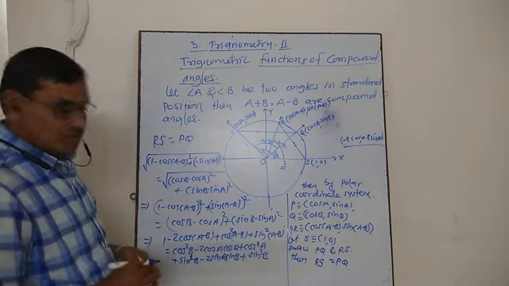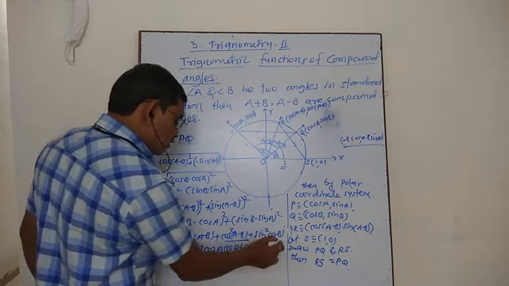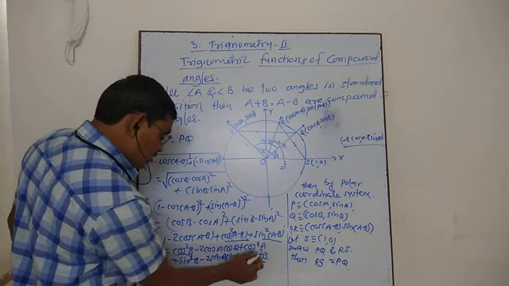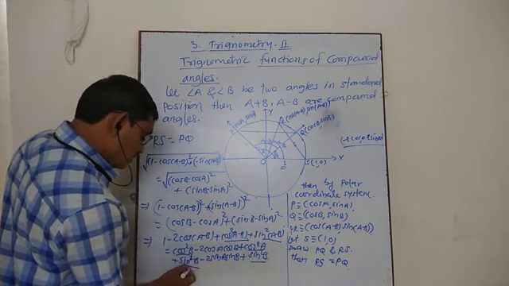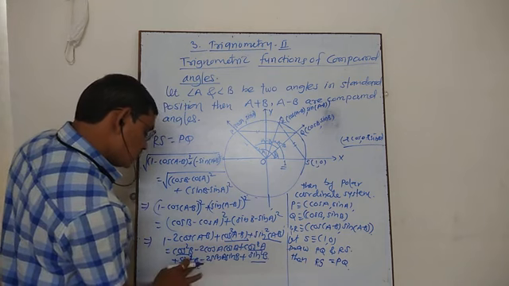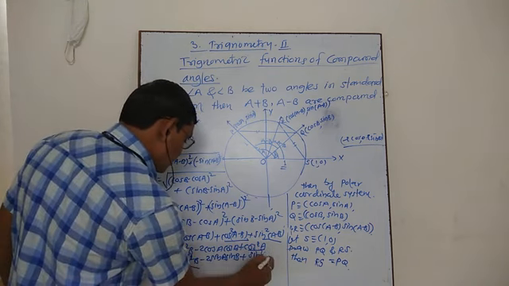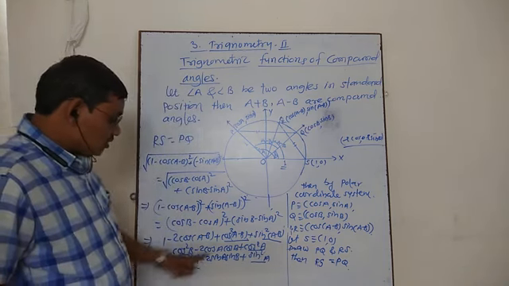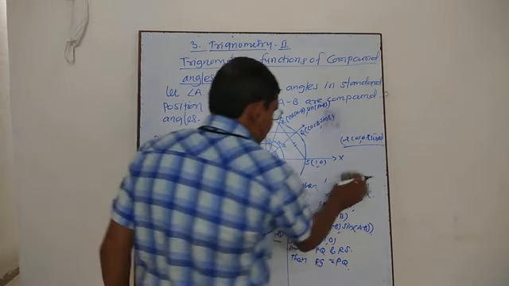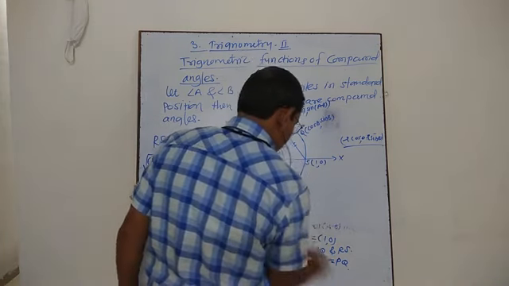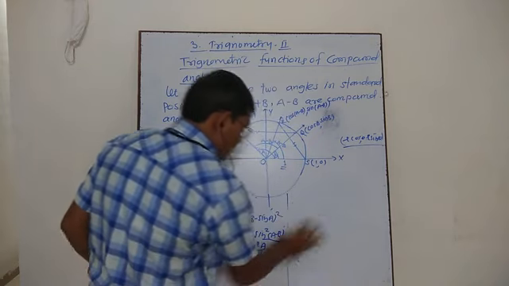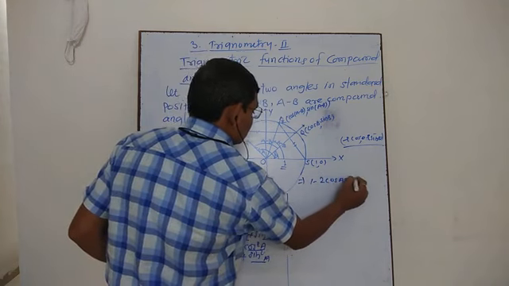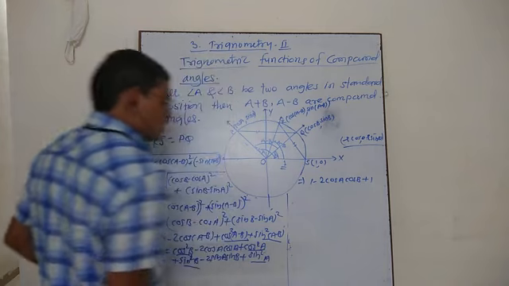Now as we know the identity cos square theta plus sin square theta is equal to 1. Here also cos square b plus sin square b is 1, cos square a plus sin square a is 1. So this is 1, this is 1, and this is 1. So finally we get 1 minus 2 cos a cos b plus 1.